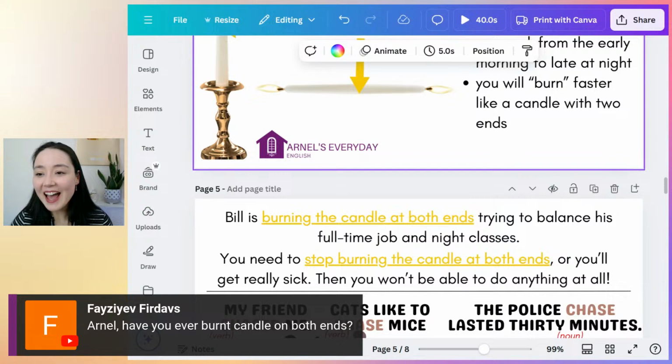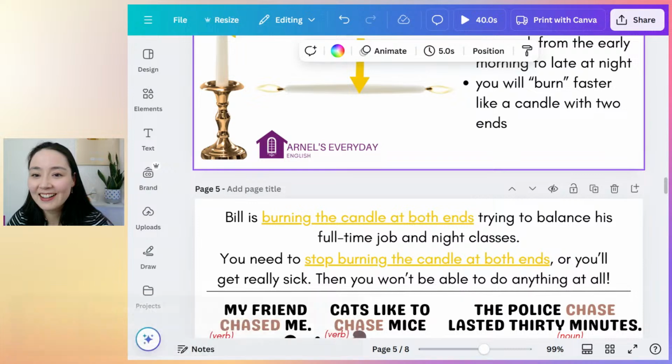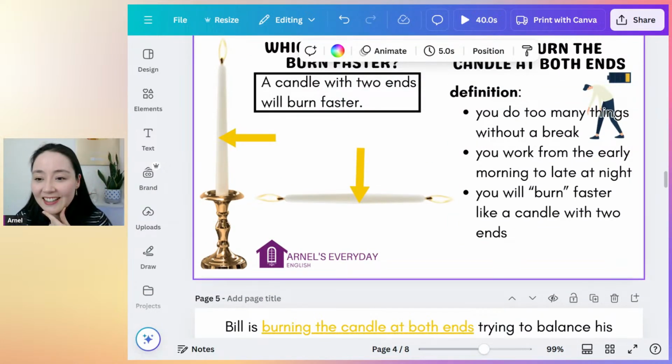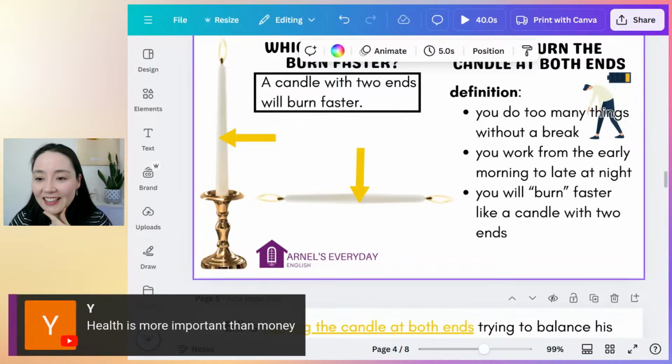Faziev says, Arnel, have you ever burnt the candle at both ends? Yeah, pretty regularly. Yes, that's my answer, yes. Good. Health is more important than money. Yes, there's a fun little phrase we say, health is wealth. Health is wealth.